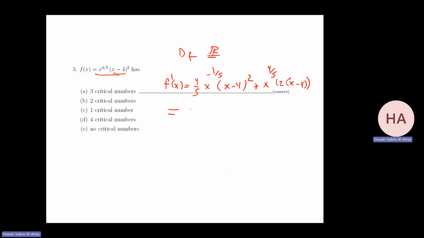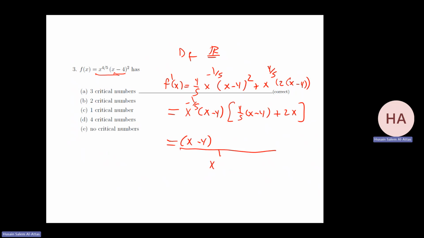So I can take common factor x to the power minus 1 over 5 times x minus 4. This is a common factor. What's the remaining? 4 over 5, x minus 4, plus 2x. So I can rewrite it: x minus 4 times, here I have 4 over 5, x minus 4, times 2x. Multiply this. Correct. Now I have x to the power 1 over 5 here.